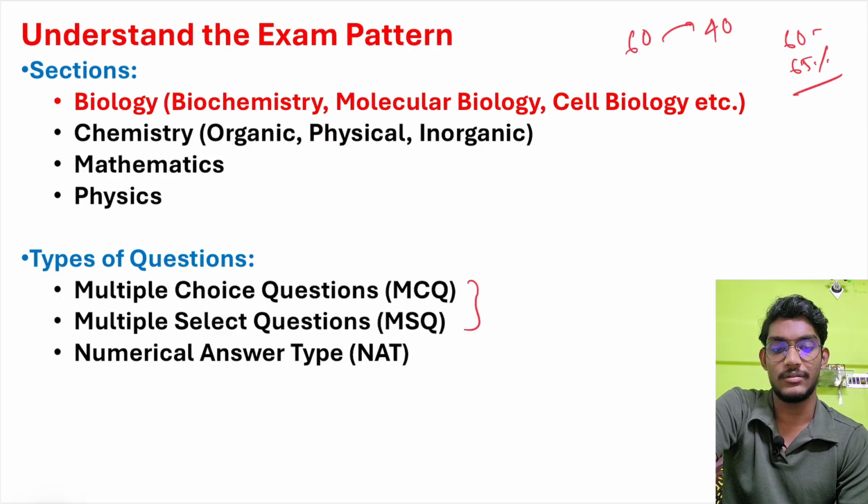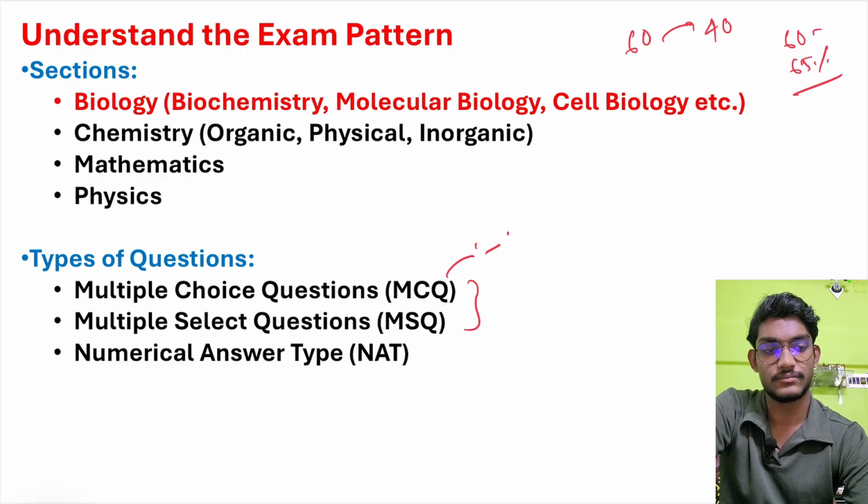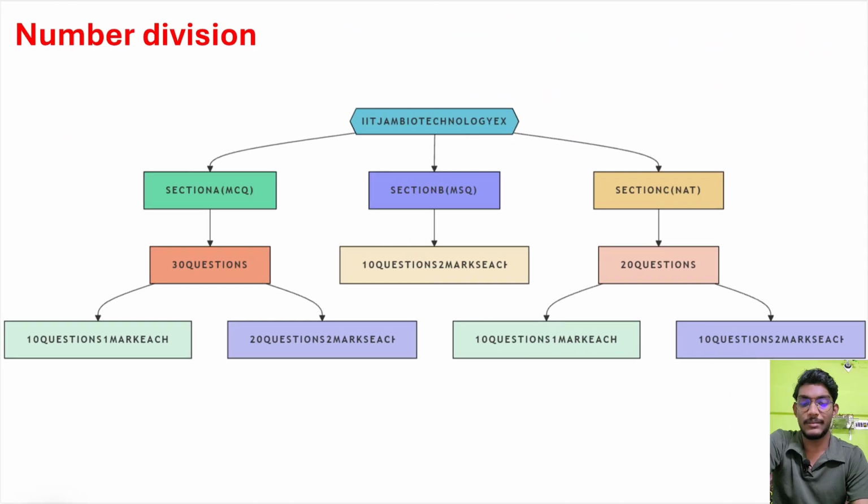Now for the MCQ question there will be only one correct answer, but for an MSQ question there will be either one or more than one correct answer, and you have to choose all the correct options. If 3 options are correct but you choose only 2 of the 3, then you will not get any marks. Or if 2 options are correct but you choose 3 options, then you will also not get any marks. And for MCQ there will be negative marking, but for MSQ and NAT there will be no negative marking.